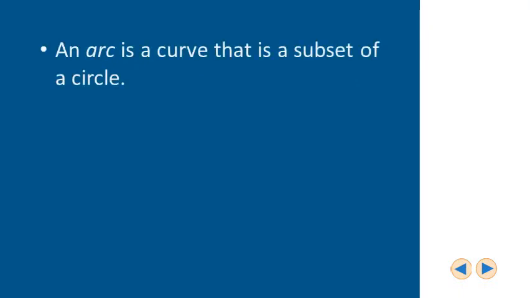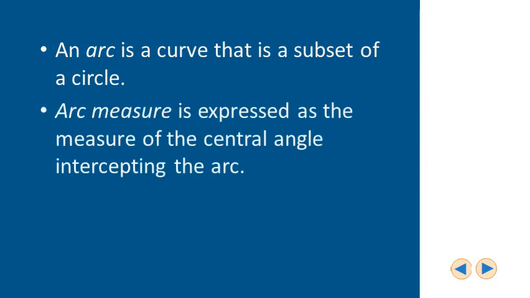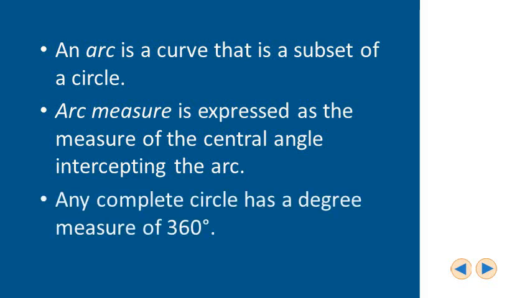All right, so first, an arc is a curve that is a subset of a circle. So an arc is to a curve what a segment is to a line or to a ray, okay? It's part of it, and so therefore it's a subset of it. Arc measure is expressed as the measure of the central angle intercepting the arc, okay? Any complete circle has a degree measure of 360 degrees. So if you had an arc that was 360, that would obviously be the total circle.